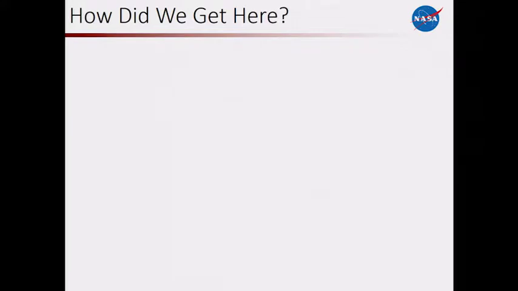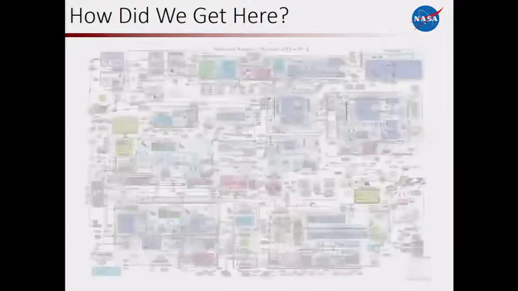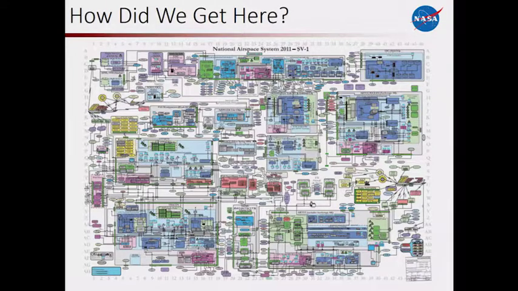So how did we get here? How did we get from 1903, the Wright brothers, a couple hours south of here, taking off in their flyer down in Kitty Hawk, to this, right? How do we get here?